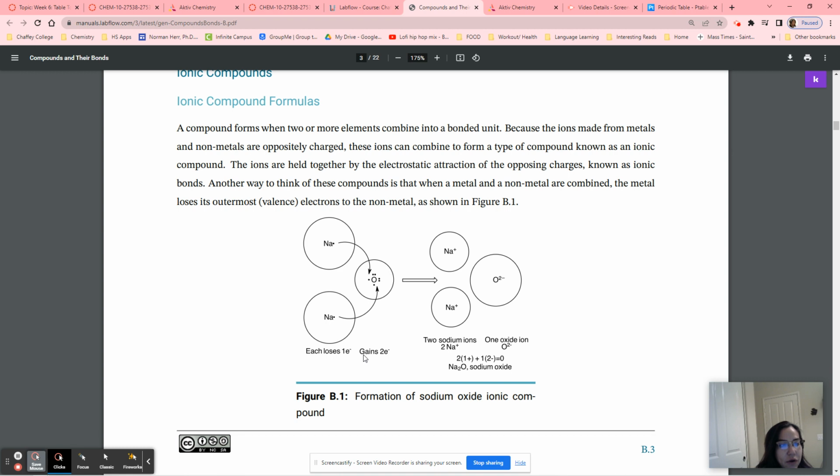Ionic compound formulas. In creating our formulas, we want to see how everything combines together. We've already done some of this, but recapping, in this case they're showing the sodium and the oxygen, because those are the examples that we used.